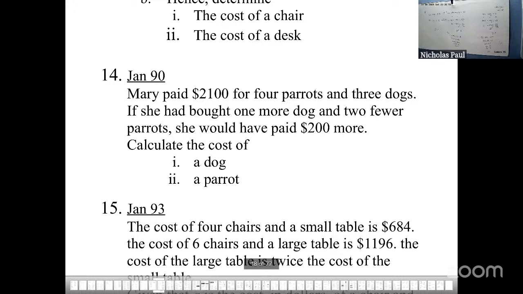Right, Mary paid 2,100 for 4 parrots and 3 dogs. If she bought 1 more dog and 2 fewer parrots, you see, right? In total she would have paid 200 more. All right. Do you think?